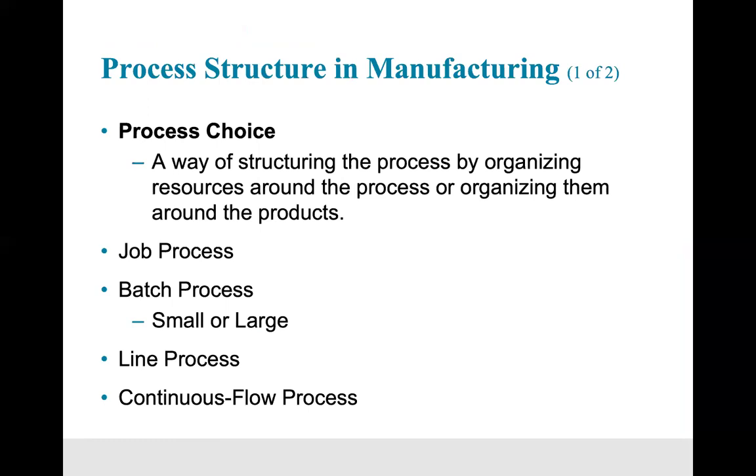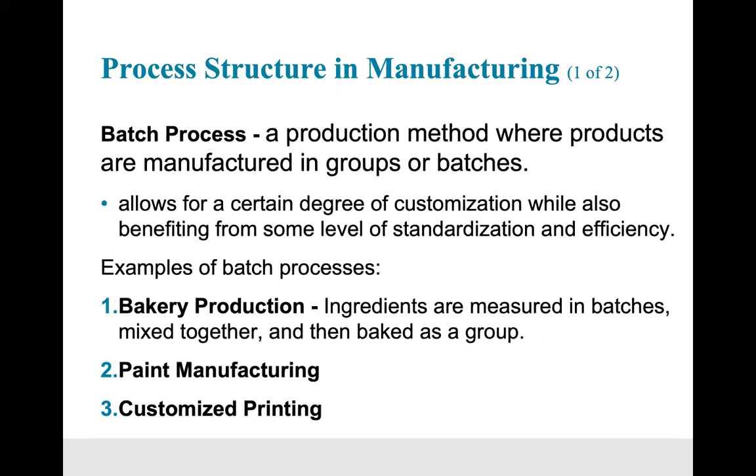Now, moving on to manufacturing, we have slightly different process structures, okay? And the process choices here are limited to any one of these four that we have on this page, okay? I'm going to talk about what's a job process, what's a batch process, what's a line process, and what's this continuous flow process, okay? Now, let's start off before we go here. Let's look at the product process matrix.